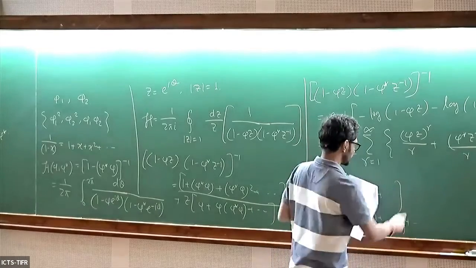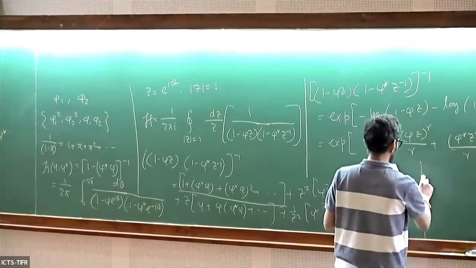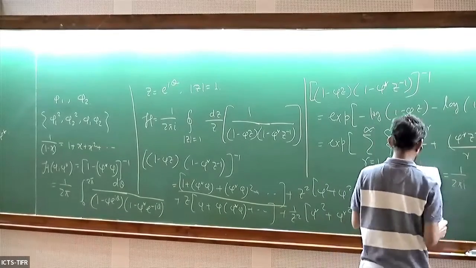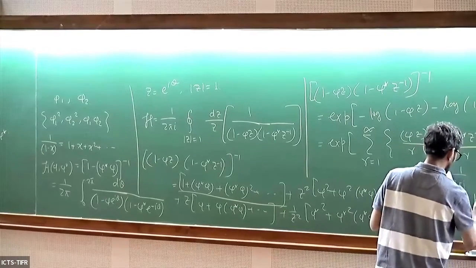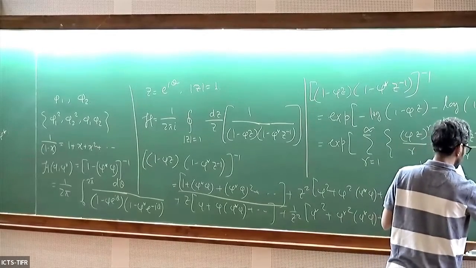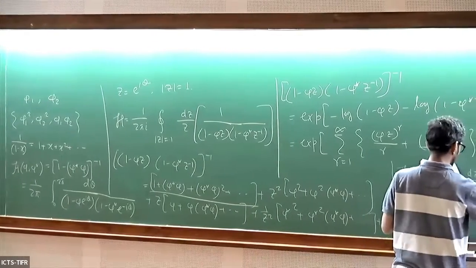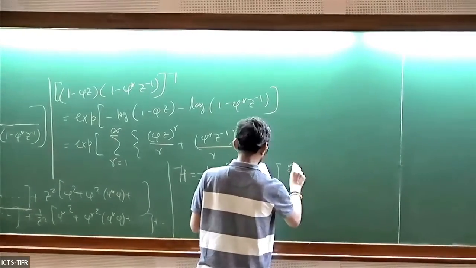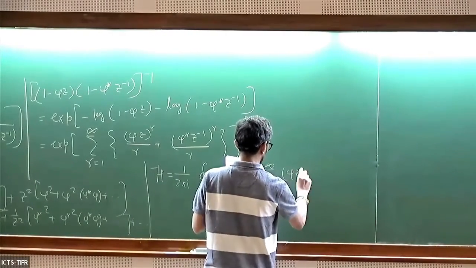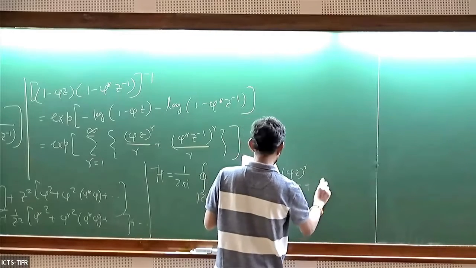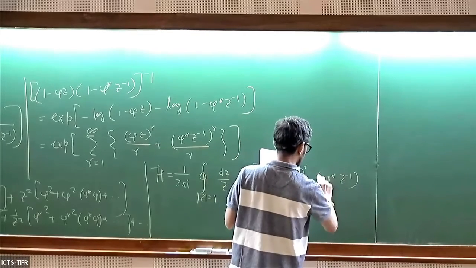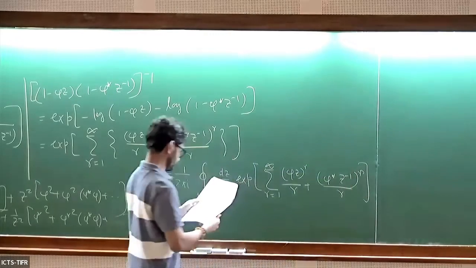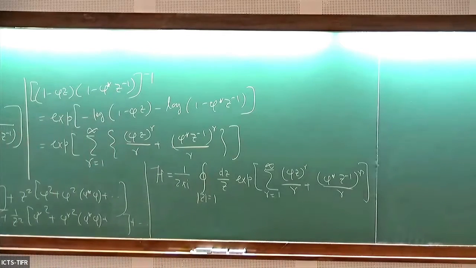Then how does my h look? It will be 1 by twice pi i, the integral over mod z equal to 1, dz by z, exponential of the sum over r equal to 1 to infinity of (phi z)^r by r plus (phi star z inverse)^r by r. This thing.